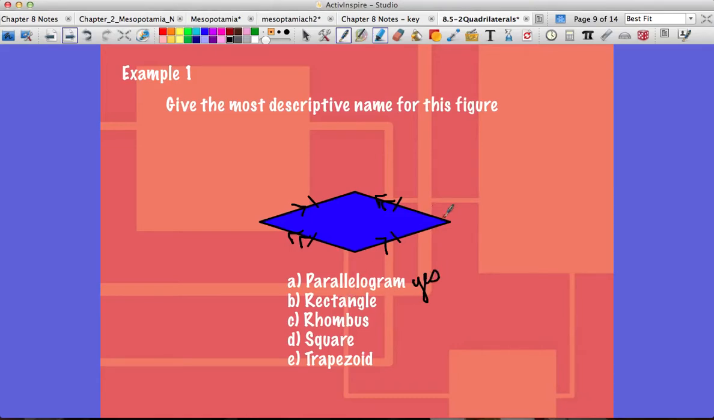Is it a rectangle? Does it have 90-degree angles? No. So it cannot be a rectangle. Does it have 4 congruent sides? Yes, it does. So can it be a rhombus? Yes, it can. Because it is not a rectangle, we know it's not a square. It doesn't have those 90-degree angles, so it cannot be a square. And it cannot be a rectangle. Because it has 2 pairs of parallel sides, it cannot be a trapezoid. The most descriptive name for this shape is C, a rhombus.